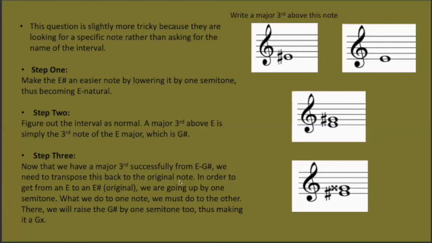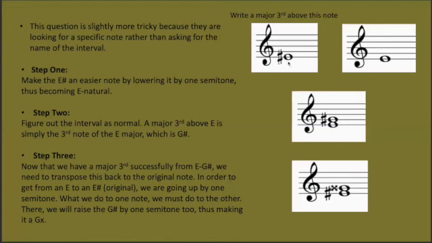transpose this back to the original note. In order to get from an E to an E sharp, which was the original note, we are going up by 1 semitone. So what we do to one note, we must do to the other. Therefore, we will raise the G sharp by 1 semitone too, thus making it a G double sharp.